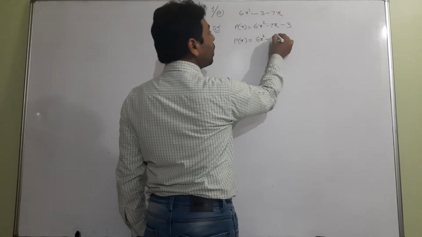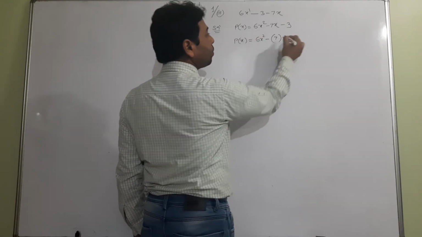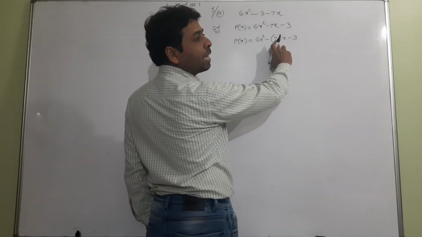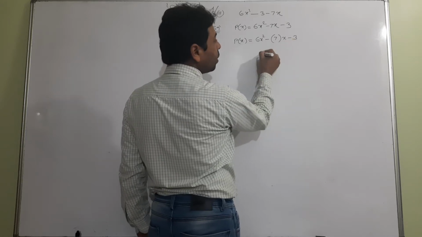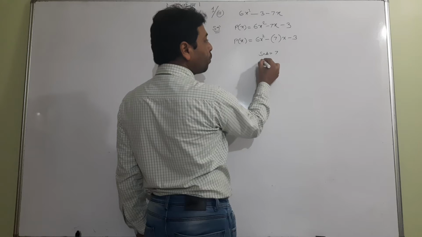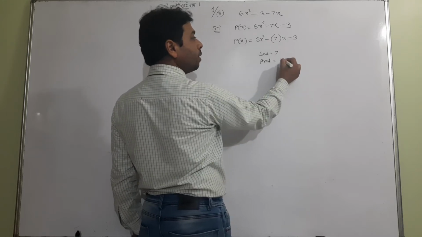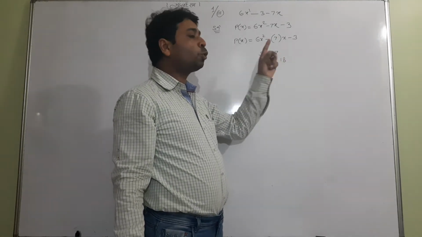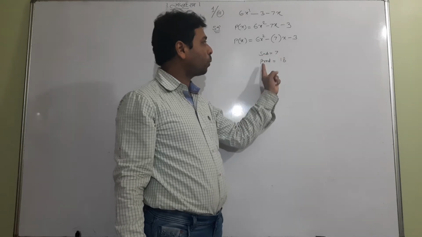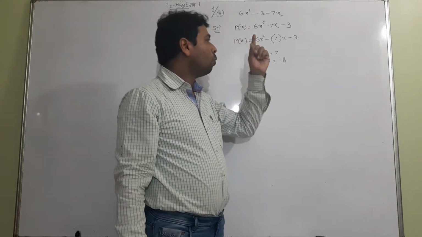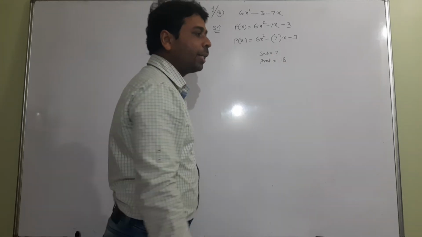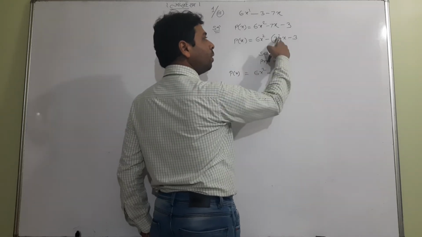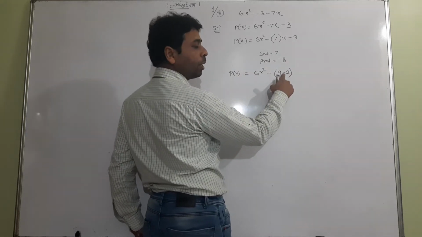So middle term splitting, write 7 in the bracket. Then you know the concept. We will split 7 in subtraction sign. Subtraction must be 7 and the product or multiplication should be 6 times 3, which is 18. So choose two numbers whose subtraction is 7 and product is 18, which are 9 and 2. Very simple. 9 and 2. So this 7 will be replaced by 9 minus 2. The minus sign will be there because it is minus.